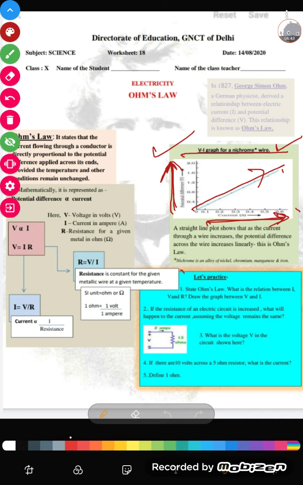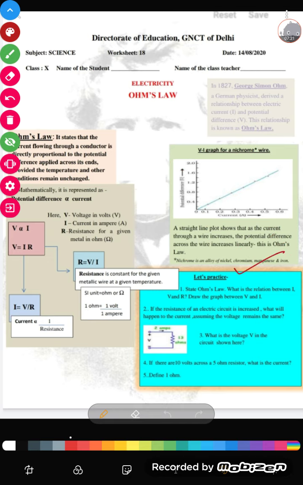Students, it is mentioned over here also that nichrome is an alloy of nickel, chromium, manganese and iron. Why have they written this? Because nichrome has a very high resistance, and that is why it is used in all the heating appliances, right? So that is why they have mentioned nichrome over here. So this is all about today's worksheet.